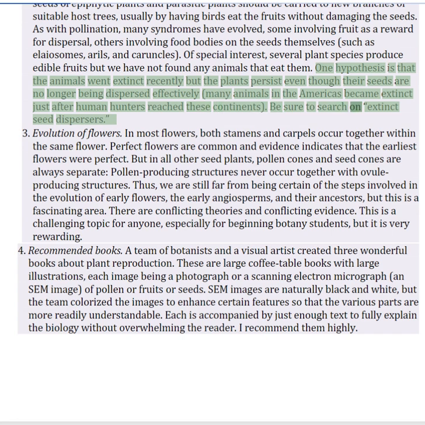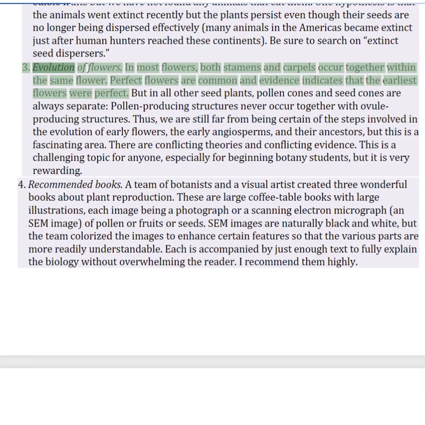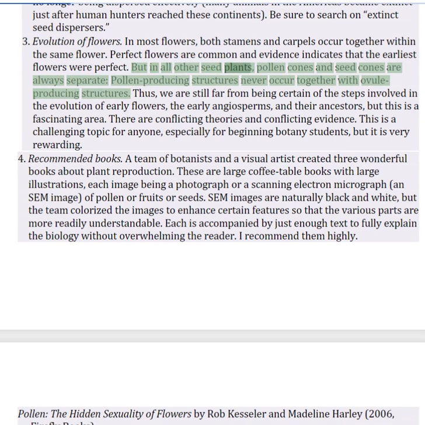Be sure to search on extinct seed dispersers. 3. Evolution of flowers. In most flowers, both stamens and carpels occur together within the same flower. Perfect flowers are common and evidence indicates that the earliest flowers were perfect. But in all other seed plants, pollen cones and seed cones are always separate. Pollen-producing structures never occur together with ovule-producing structures.